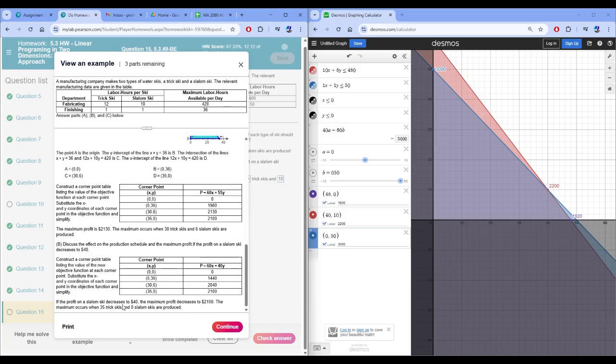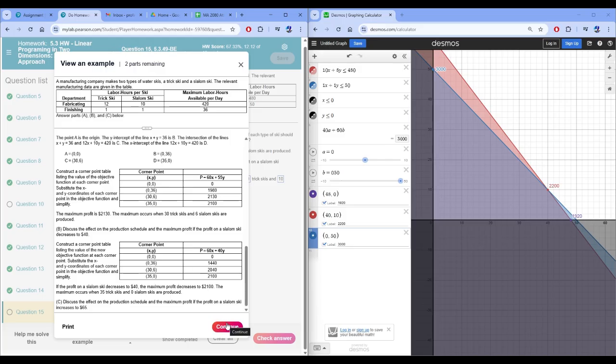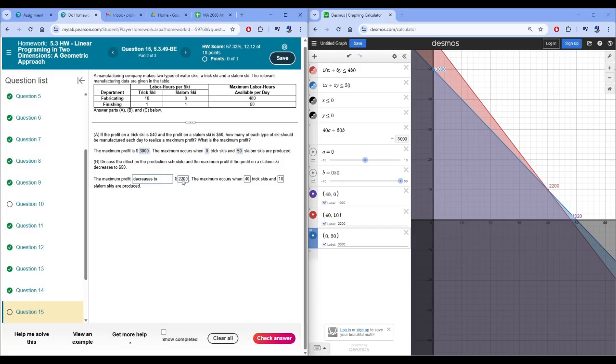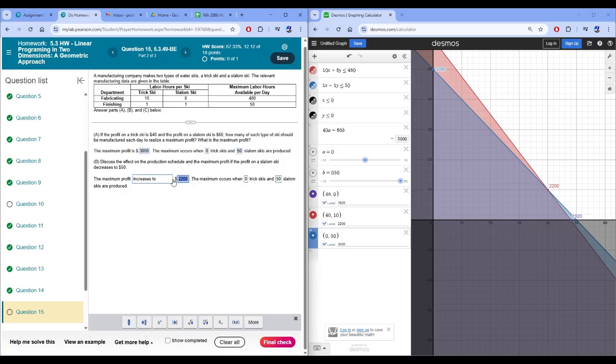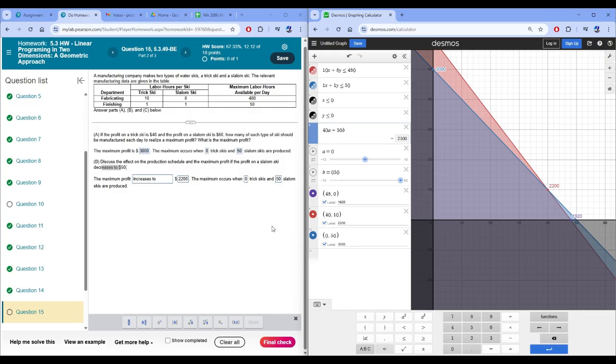If the profit on a ski decreases to $40, the maximum profit decreases to there. So and this one is 0 and 50. Oh, if the maximum profit, if the ski decreases to 50. So what would happen if this went to 50? Now I understand the question. Okay.